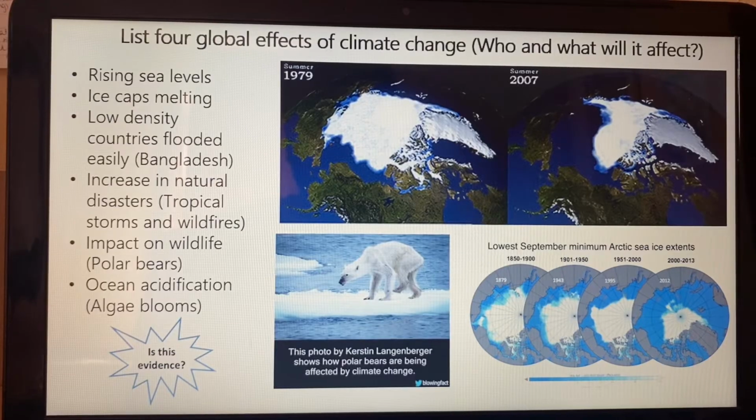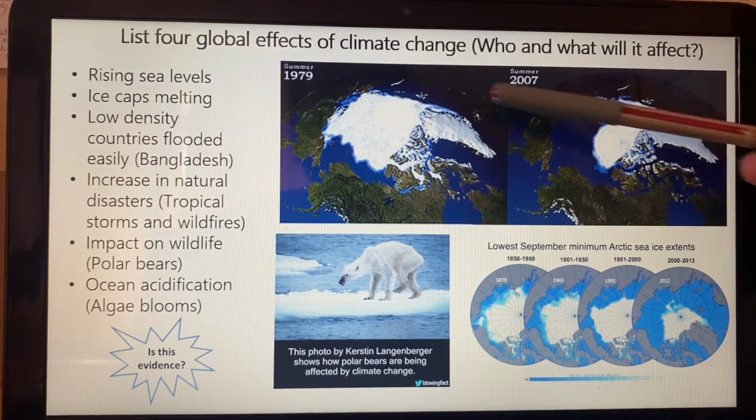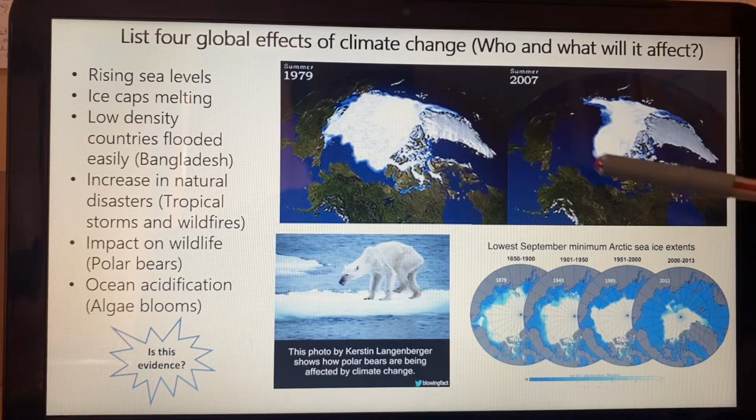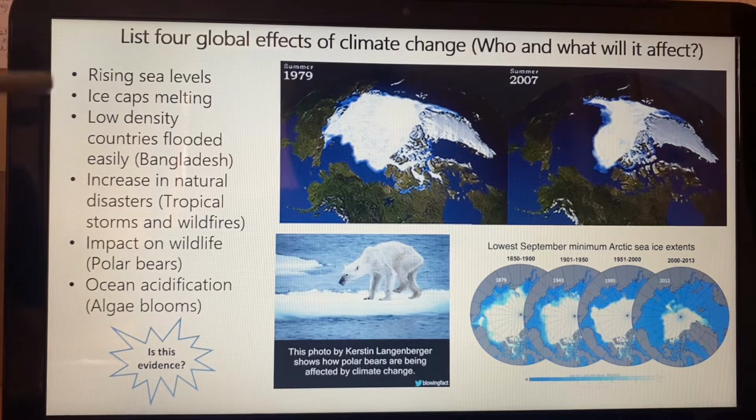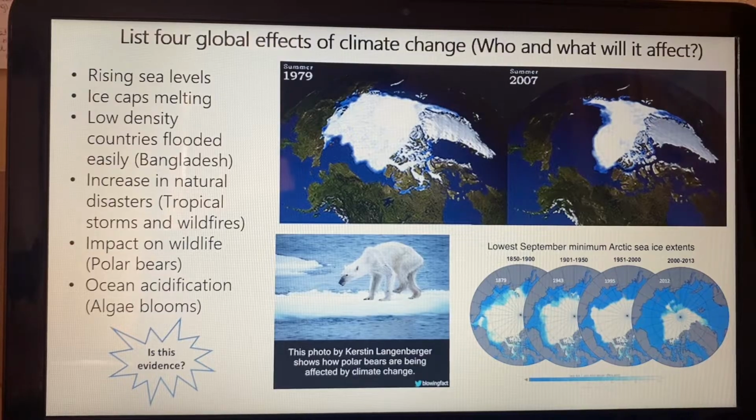Being able to explain and describe the actual global effects of climate change, you can look at these photos. You can see from 1979 what's happening over here in terms of ice sheets melting away. Thinking about the impacts, you could easily argue that we've got rising sea levels and ice caps melting, so low-lying countries, flatter countries like Bangladesh, are more at risk. We've got an increase in natural disasters, tropical storms and wildfires, because of global warming and increased temperatures. These are the different areas you could easily talk about.